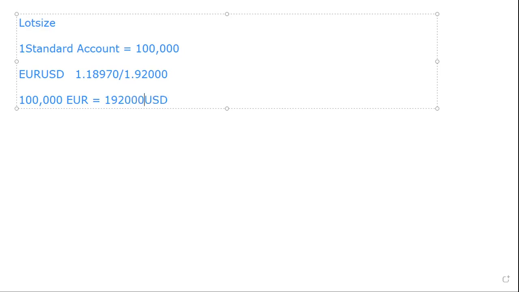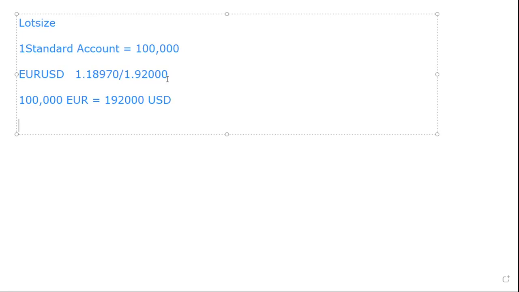That is, first of all, the basics of knowing how to deal with the lot size. For every 100,000 units of euro, you will be getting 192,000 units of USD. That is the contract that you will be entering into. Remember, if you are either buying or selling in Forex, when you are buying, you are also selling, because this is a two-way transaction. You have to do simultaneous buying and selling of currency.